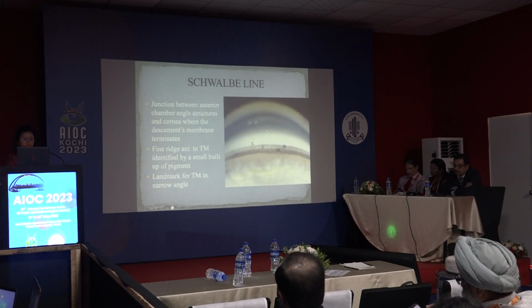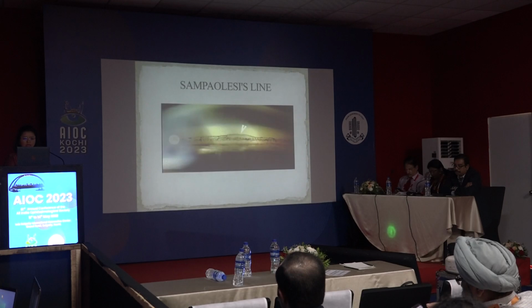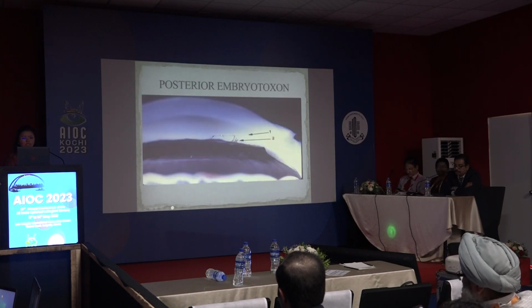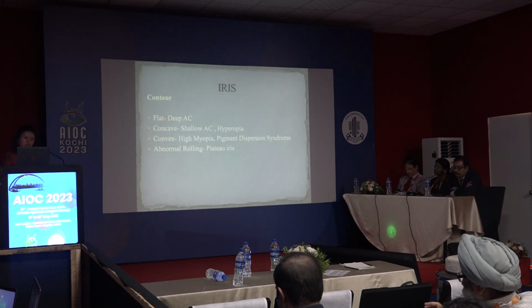And lastly, the Schwalbe's line, which is basically a junction between the anterior chamber angle structures and cornea where the Descemet's membrane terminates. And it is again the landmark for trabecular meshwork in narrower angles. So this is like a heavily pigmented Sampaolesi's line, which is much anterior to the Schwalbe's line. Then you can see a very prominent Schwalbe's line, which is anteriorly displaced, like in posterior embryotoxon in cases of Axenfeld-Rieger.